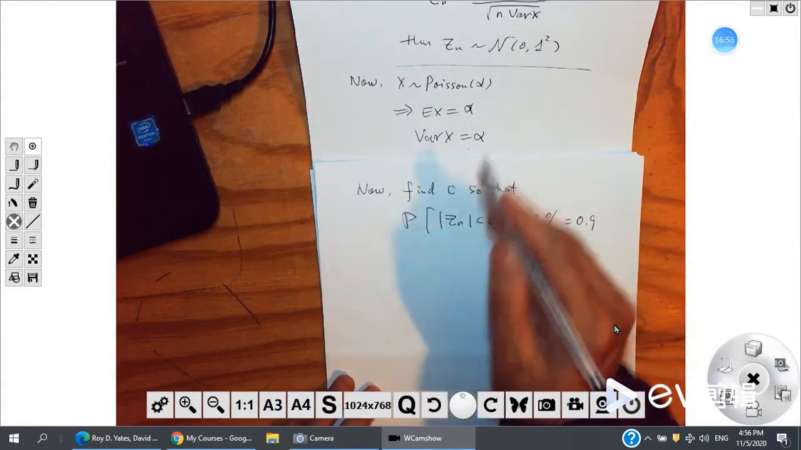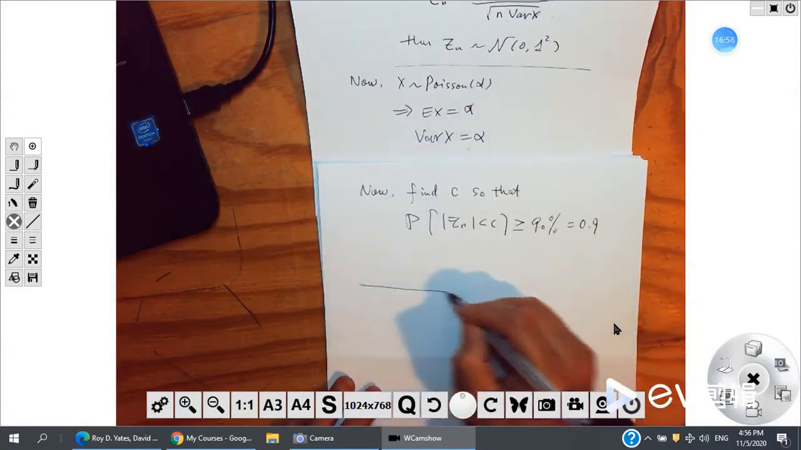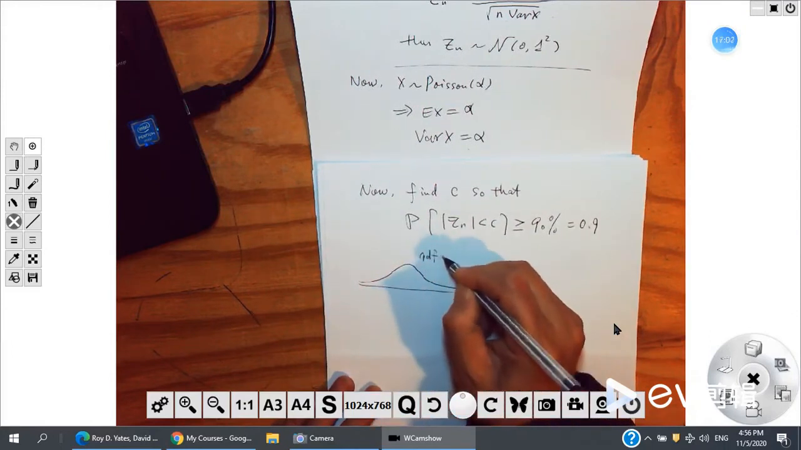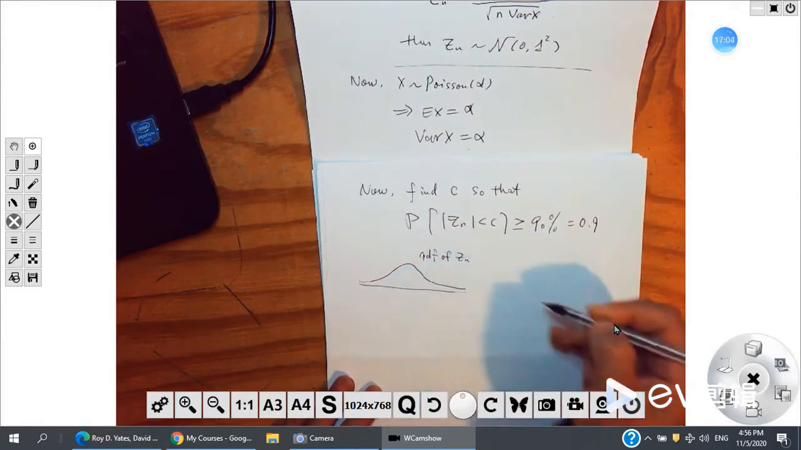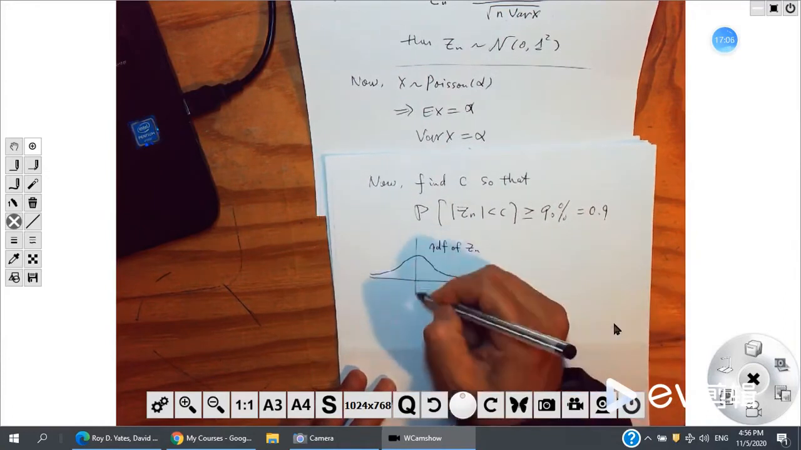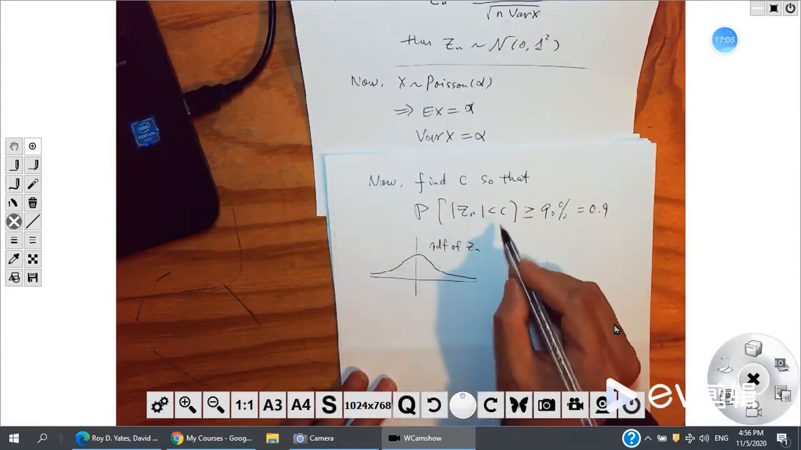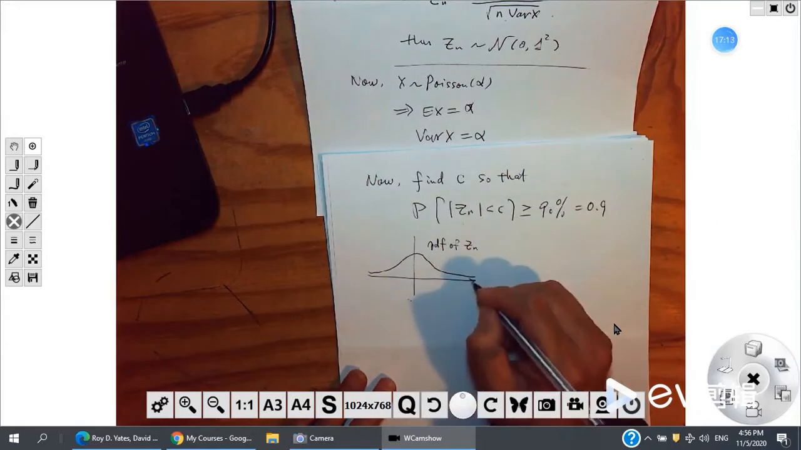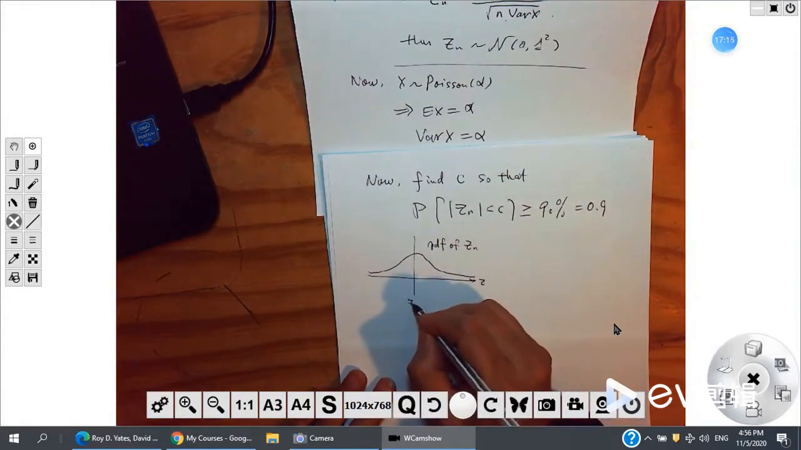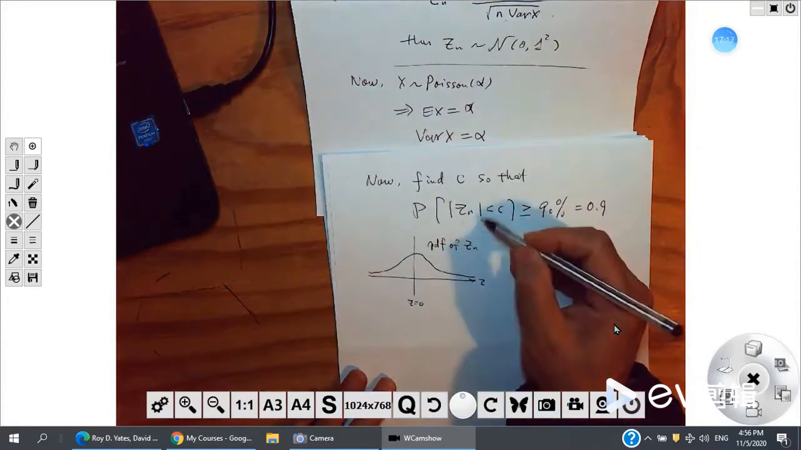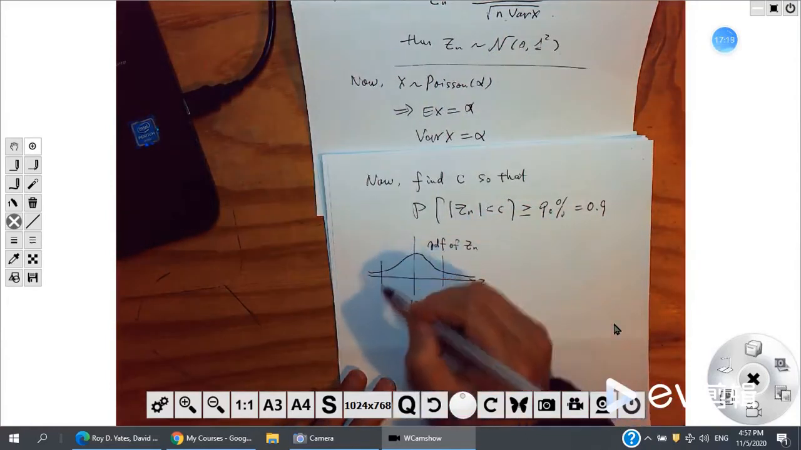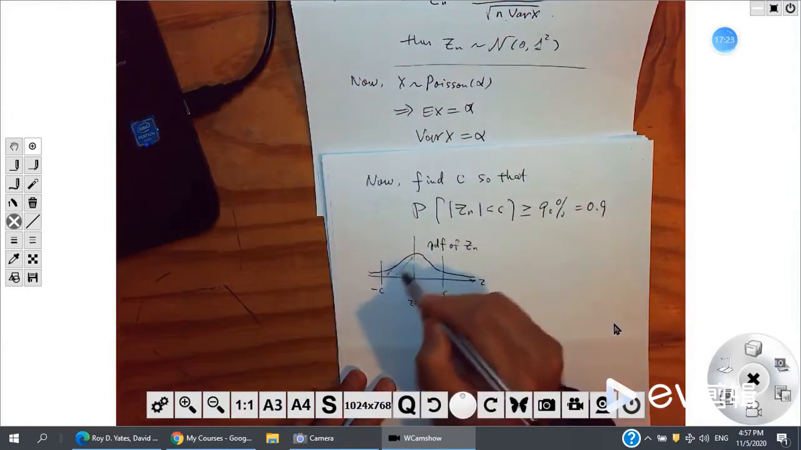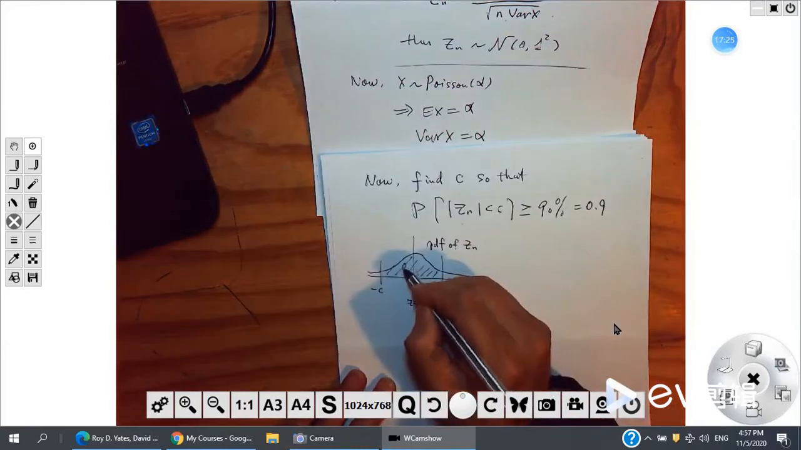Because Zn is a normal distribution, right? So we have this PDF of Zn. We can have these, and we want the interval for the absolute value. Here's a 0. If this is Z, here's Z equal to 0. The Z absolute value smaller than C will be an interval from negative C to C. And we want this part to be 90%.